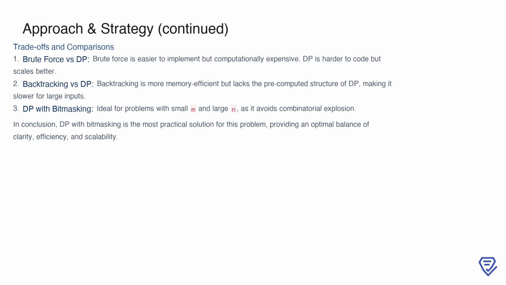Dynamic programming with bit masking stands out because it strikes the perfect balance for this problem. It is ideal for scenarios with a small number of bikes m but a potentially larger number of workers n. By leveraging the pre-computed structure of the DP table, it avoids the inefficiencies of brute force and the lack of structure in backtracking. Overall, DP with bit masking is the most practical solution for this problem, providing clarity, efficiency, and scalability, making it well suited for the constraints and requirements of Campus Bikes II.